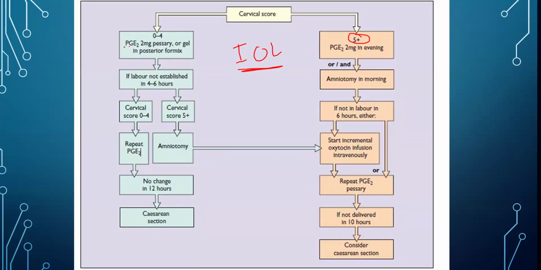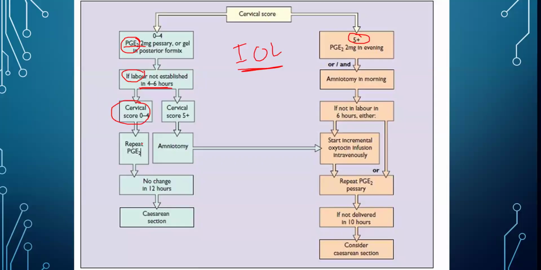So how do we do that? You can give them prostaglandin E2, pessary, or gel. After giving prostaglandin E2, you check if the labor has started in 4 to 6 hours. So you check the patient again in 4 to 6 hours. If there is no labor in 4 to 6 hours, you again check the cervical score.